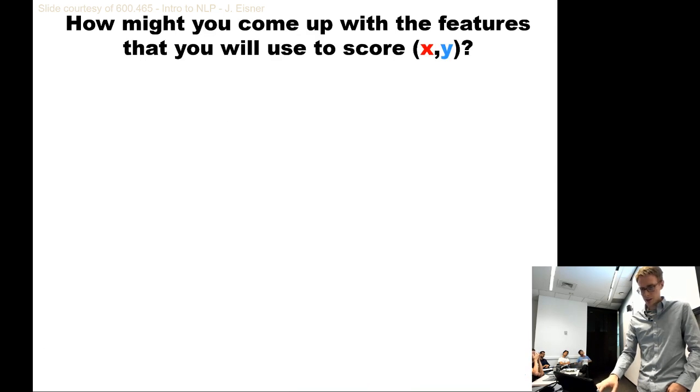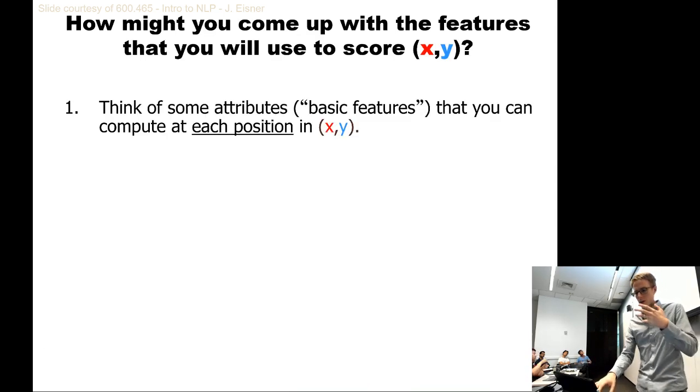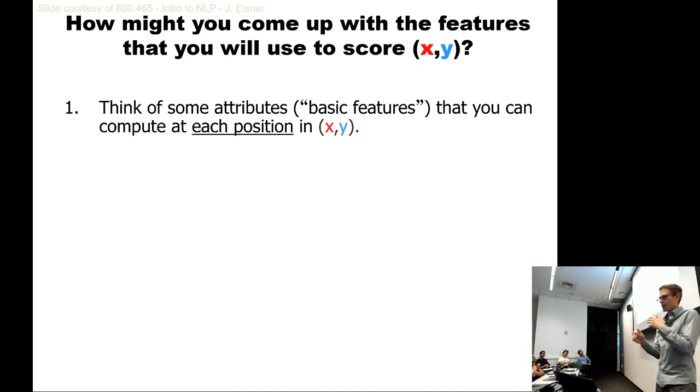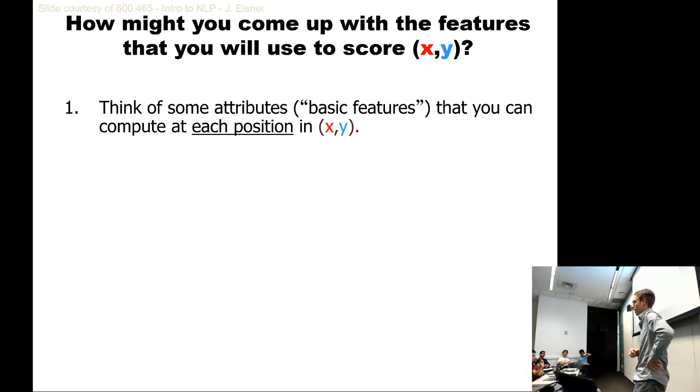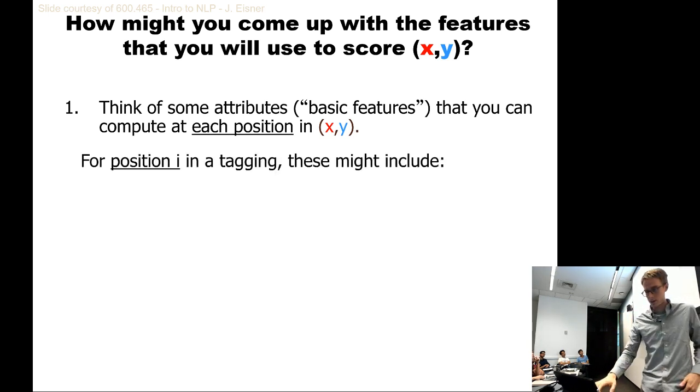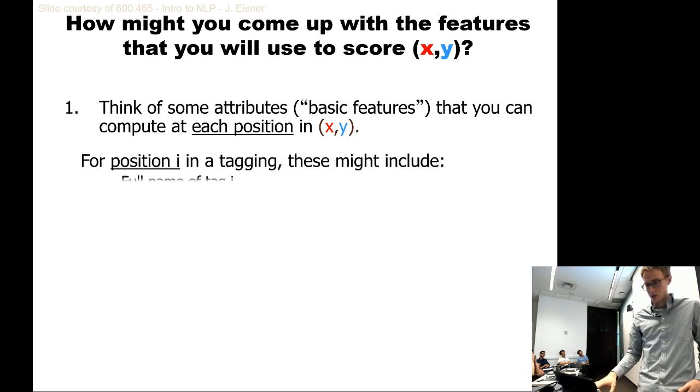We'll skip this discussion of finite state transducers. So you can think of essentially these attributes of the tag sequence in the sentence as being computed at each position in that XY pair. And in our case, you could think of it as being computed on any of the partial tagging that you've seen so far.